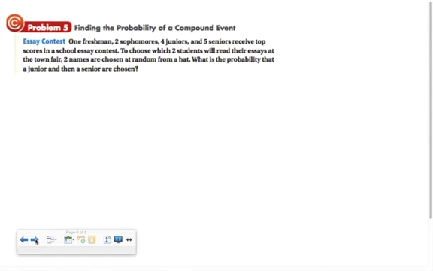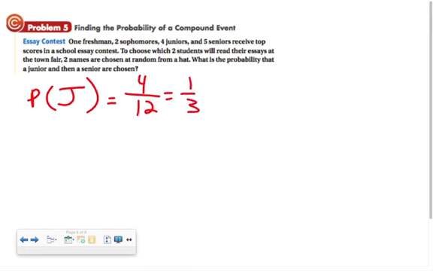Last example, I have freshmen, 2 sophomores, 4 juniors, and 5 seniors, and I'm choosing 2 names at random from a hat so that they will read their essay. And what I'm trying to find the probability of is that a junior and then a senior will be chosen. So I have a probability of a junior is 4 over, how many students are in this bag? That's 9, 10, 11, 12. So that's 1/3.